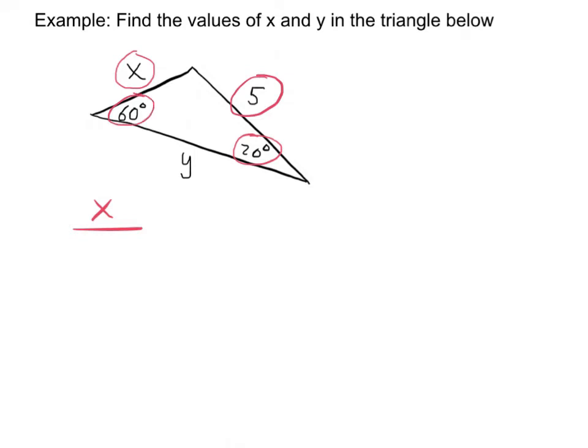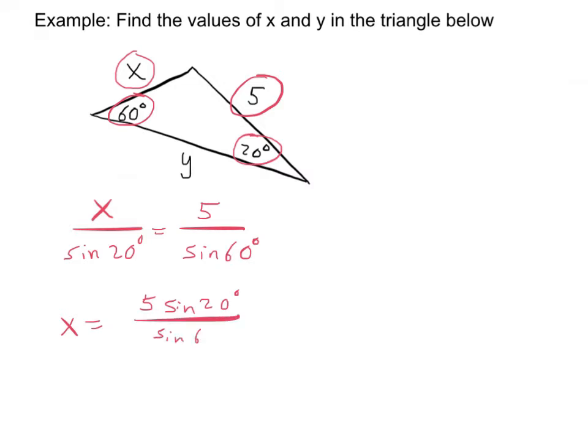So the setup for the law of sines is we put x over the sine of 20 degrees, and this is supposed to be equal to 5 over the sine of 60 degrees. If I multiply the sine of 20 over, we'll get x equals 5 sine 20 over the sine of 60 degrees. And if we plug that into the calculator, we'll find out that this gives us 1.975. So that's the value of x.